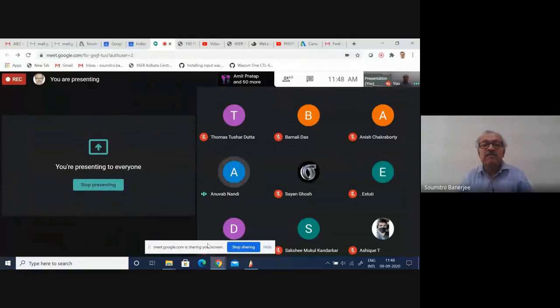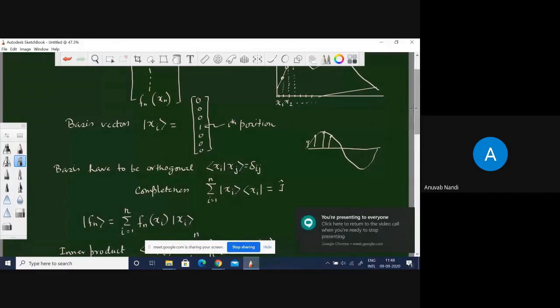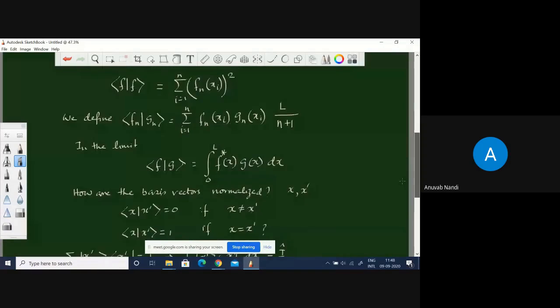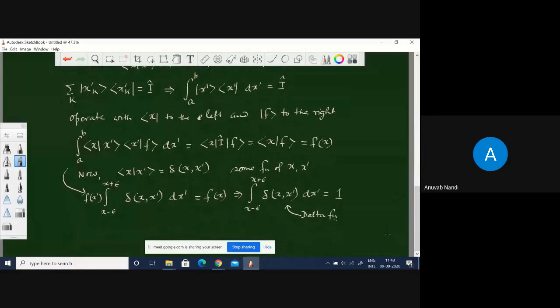Sir, could you go back to the presentation once, and go down a little below, towards the end? Yes. Where exactly did you ask me to stop? Okay, here. So how did you take f of x dashed out of the integral? Because we are integrating over dx dash, right? So how can we take it out of the integral?